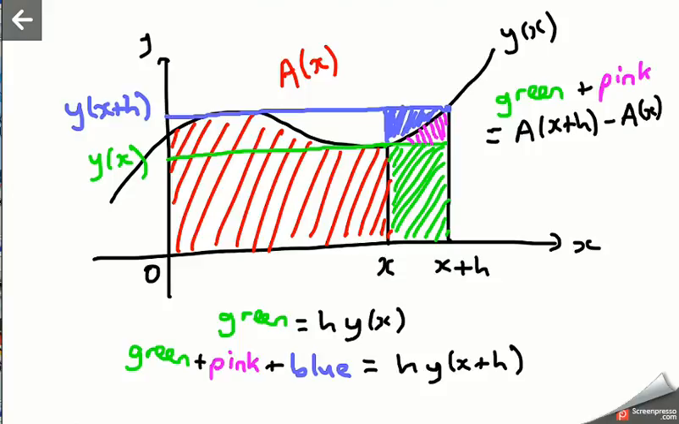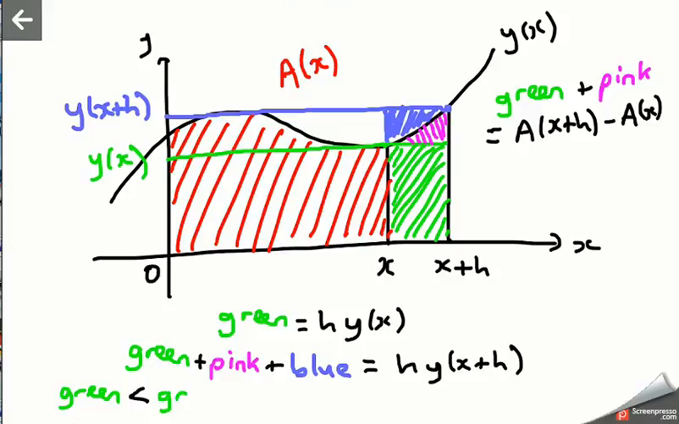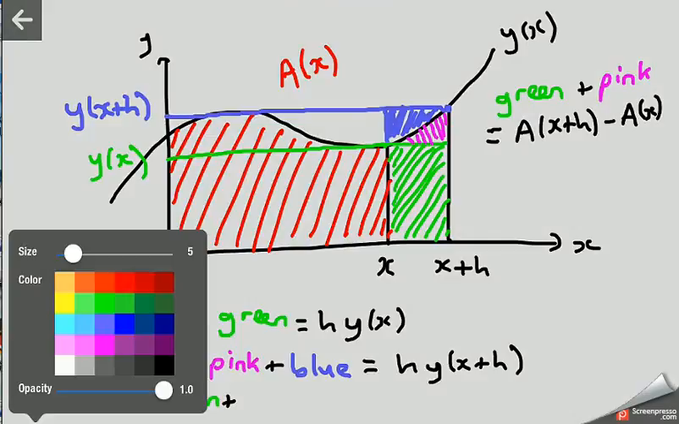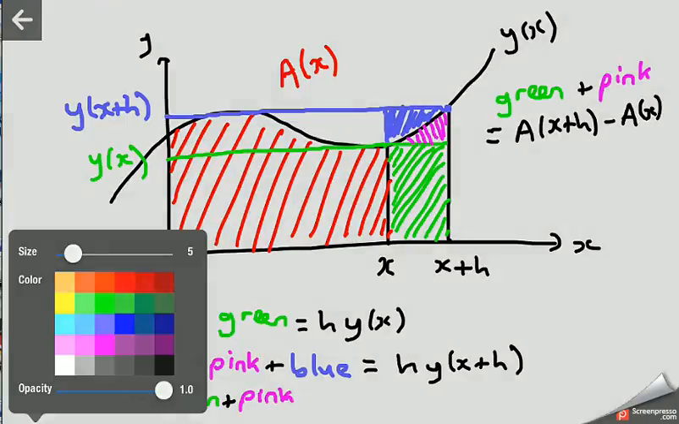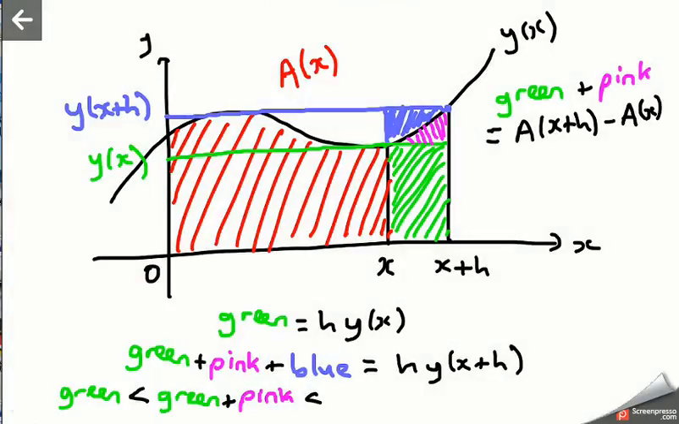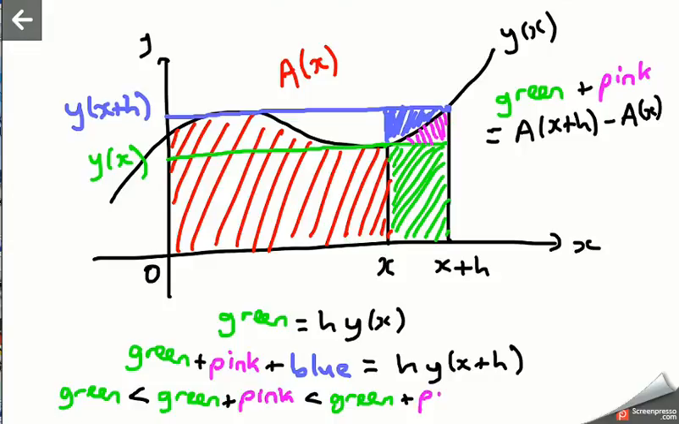Let me write that down. So we can see from the diagram, because all these areas are positive, that the green area must be less than the green area plus the pink area, which must be less than the green area plus the pink area plus the blue area, because all these areas are positive.